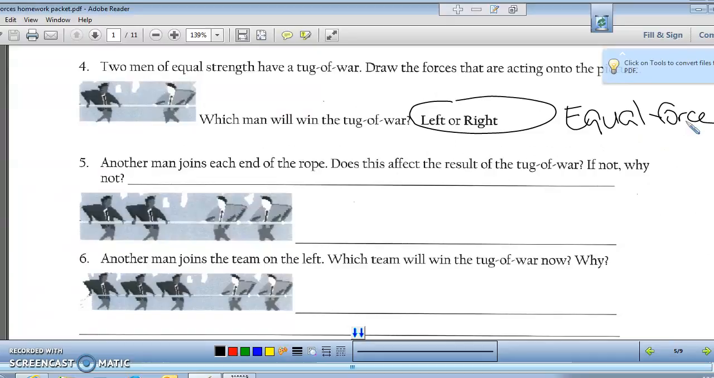On number 5, another man joins each end of the rope. Does this affect the result of the tug of war? If not, why not? So if another guy is added here, another guy is added here, the forces are still equal. Okay? Just because we added something didn't change anything because we added it to both sides. So does this affect the end result of tug of war? No, because the forces are still balanced.